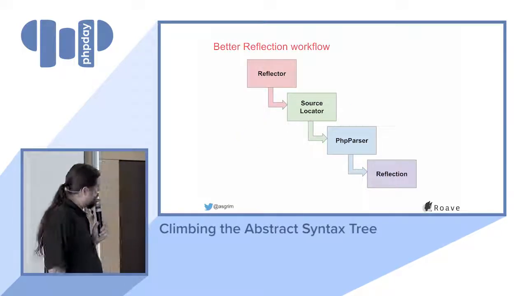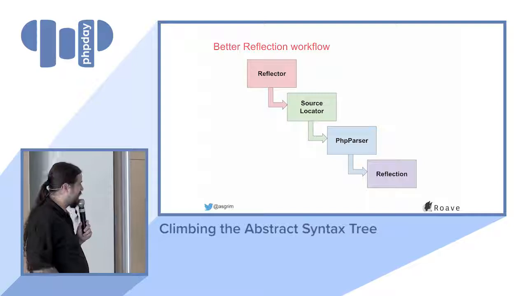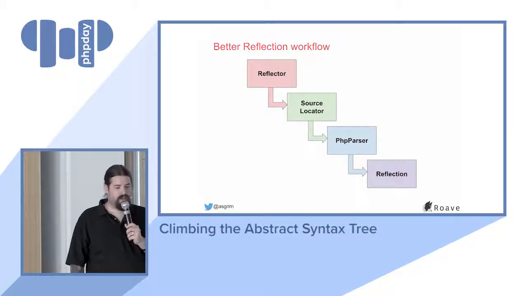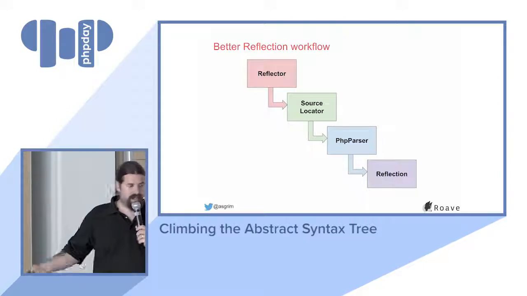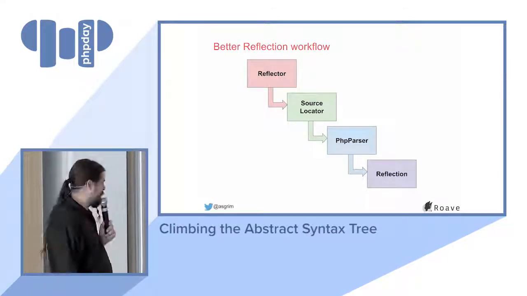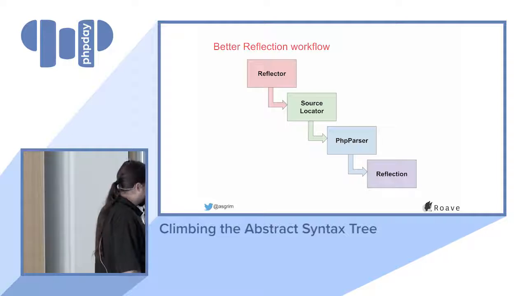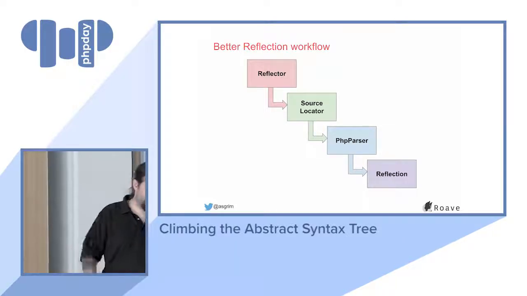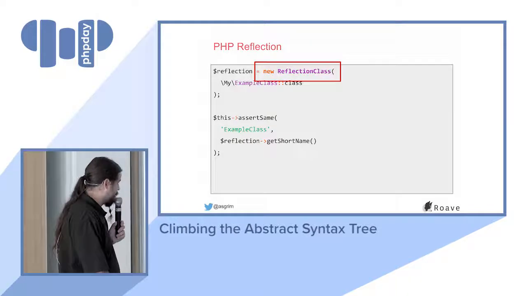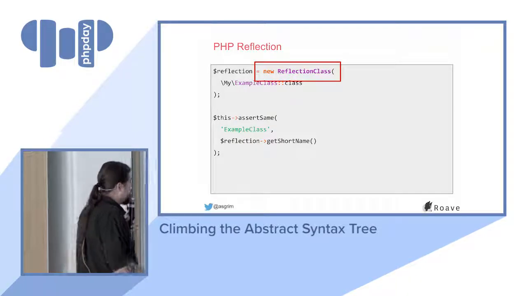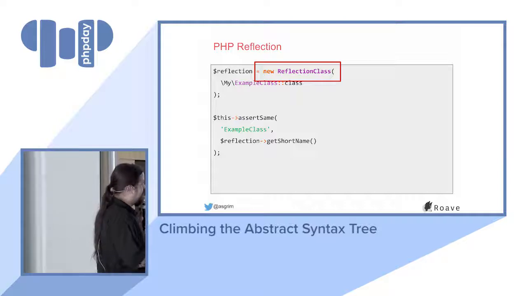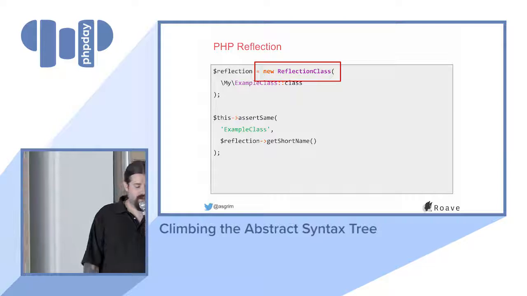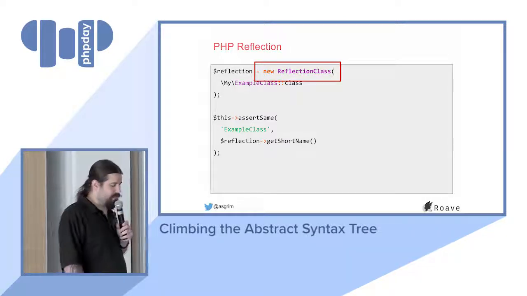So the workflow of this is we have this thing called a reflector. We have a source locator, and PhpParser is used by this to parse the code into an AST, because there's no point in rewriting the same thing that already exists, right? And Nikita's generously put that code in so that everyone can use it. And then we return the reflection itself. We've tried to keep the API as similar as possible to the reflection that you may be used to. It's quite similar, but not exactly the same.